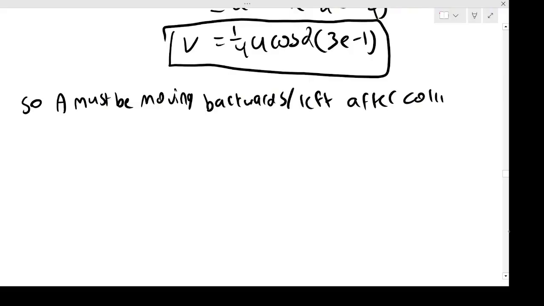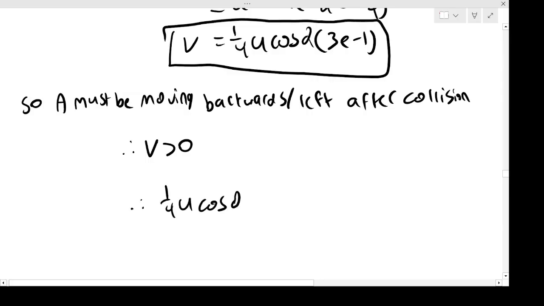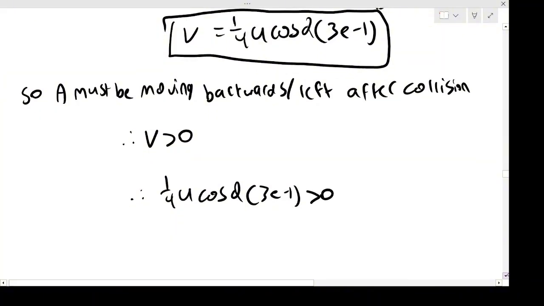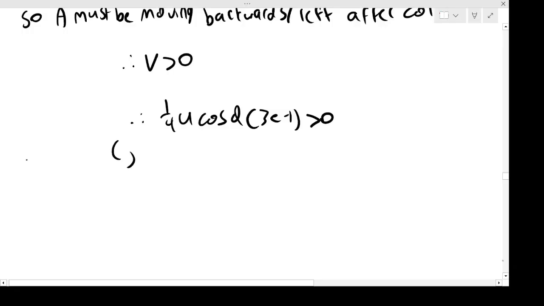After the collision, therefore, V must be greater than 0 to ensure that it indeed is moving to the left, okay? Therefore, we can set the whole thing greater than 0. Okay? And then we can divide by the quarter U cos alpha, and so we get 3E minus 1 greater than 0, which is what we kind of wanted to get to, right?